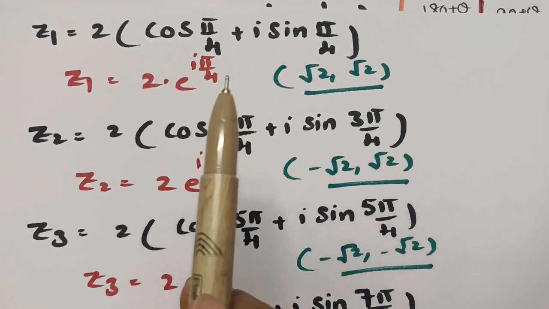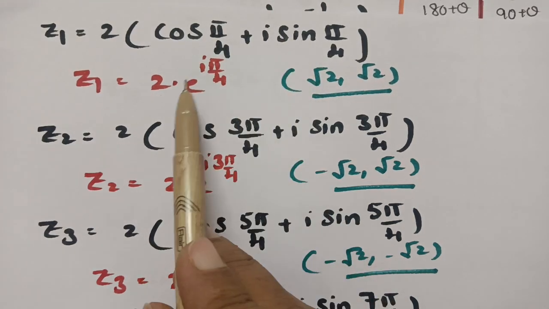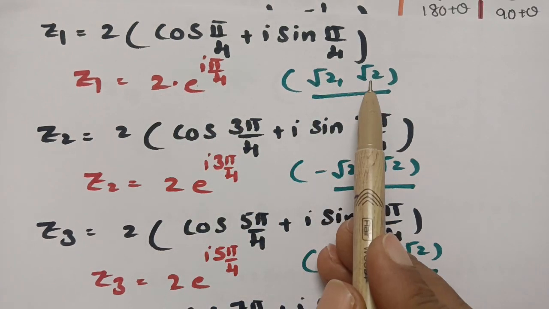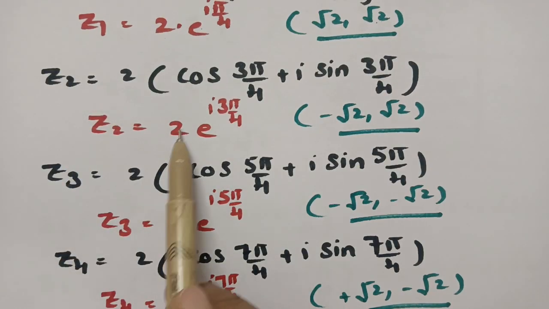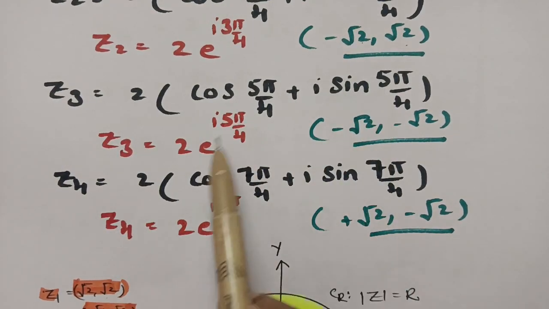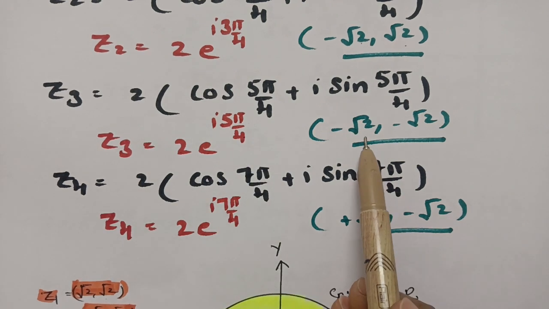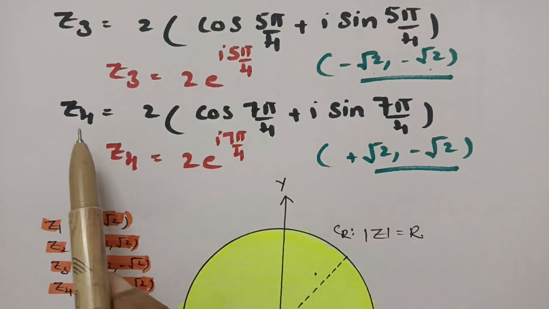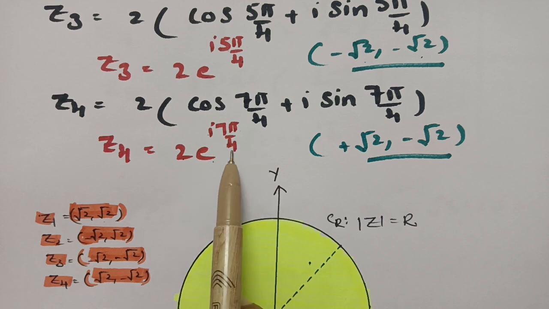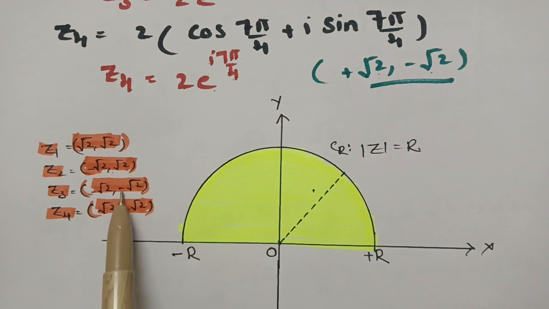The first pole is 2 times cos theta plus i sin theta, which can be written as e^(i theta). For this, the pole values are root 2 and root 2. For Z2, this is 2 times e^(i 3 pi by 4), which gives minus root 2 and root 2. And Z3 can be written as 2 times e^(i 5 pi by 4), which gives minus root 2 and minus root 2. For Z4, this is 2 times e^(i 7 pi by 4), which gives root 2 and minus root 2. Now these are Z1, Z2, Z3 and Z4.